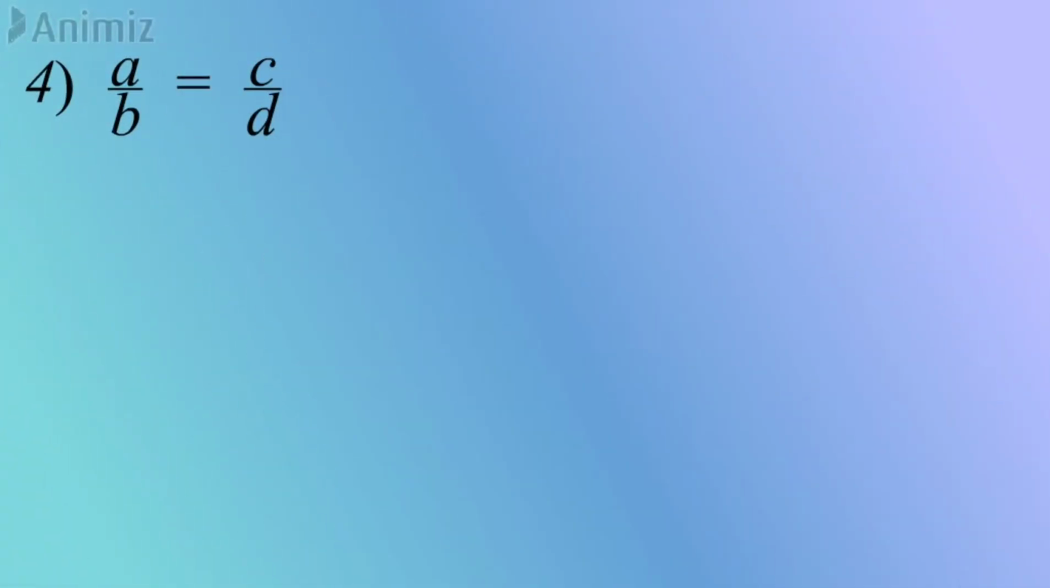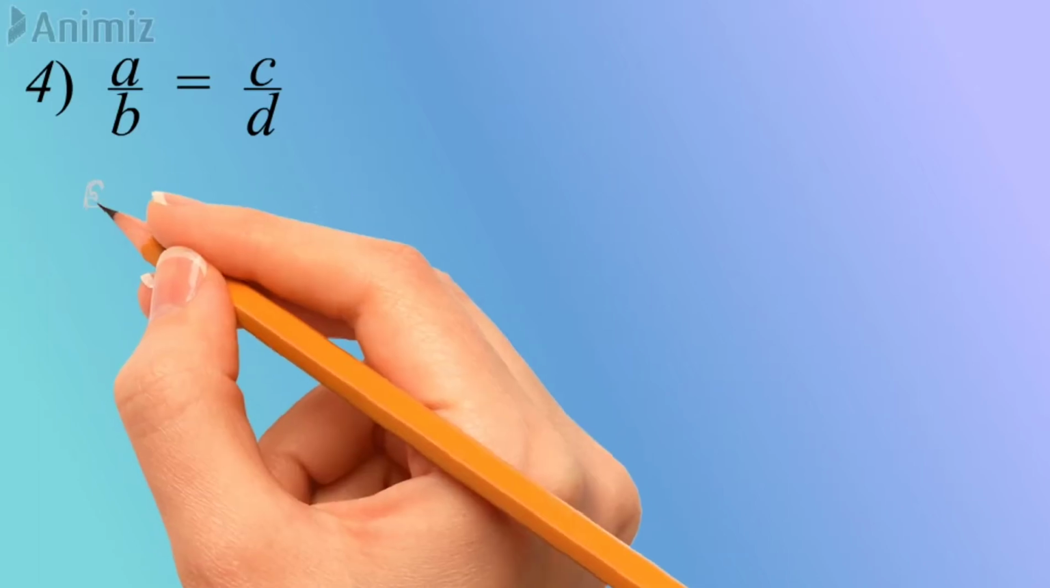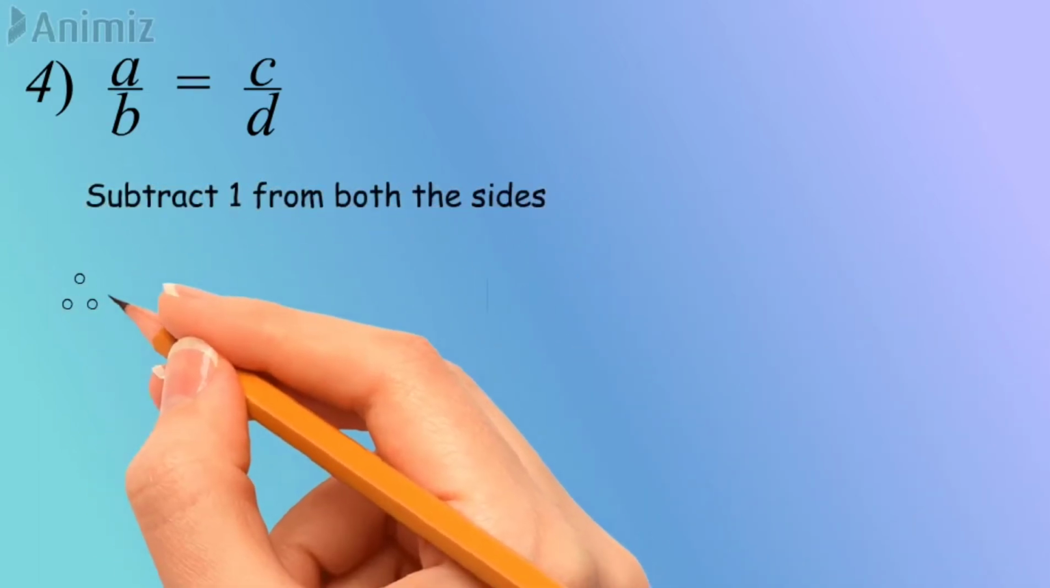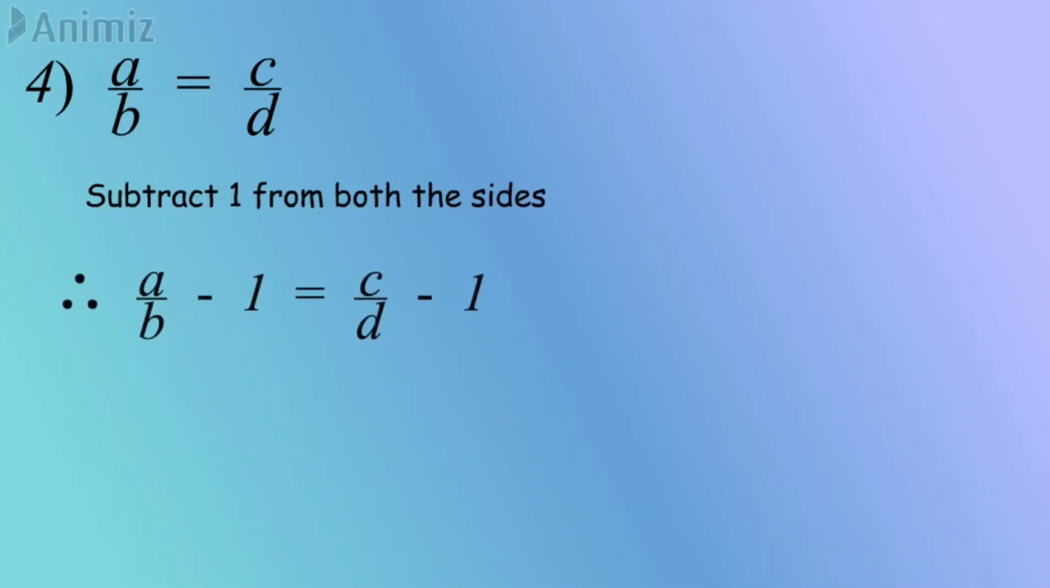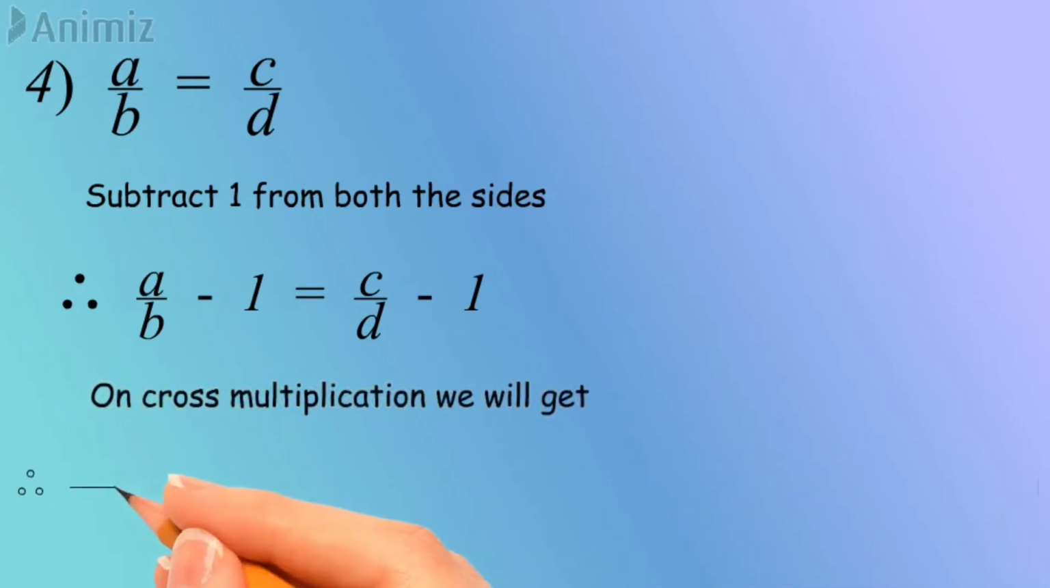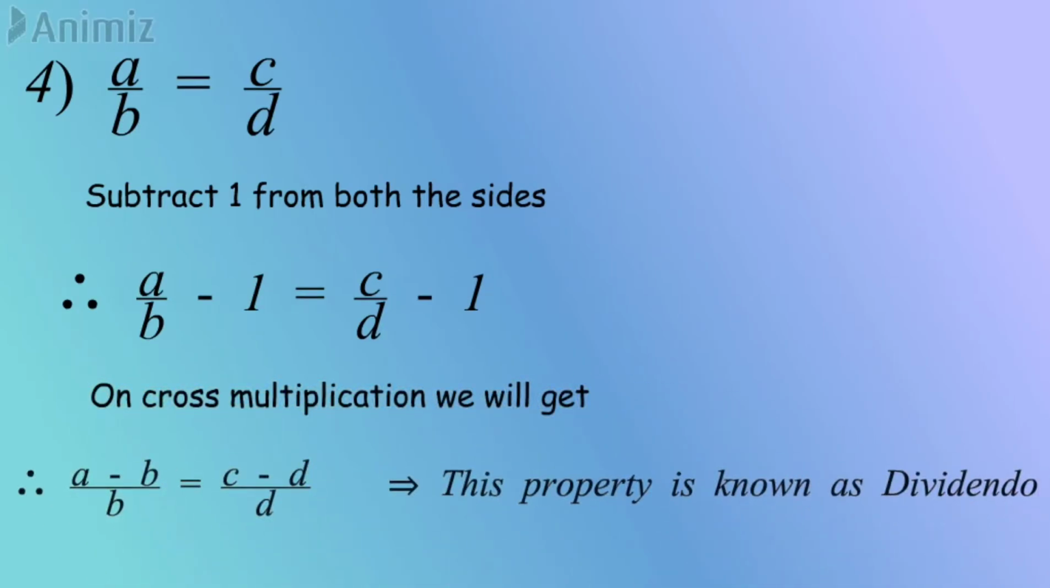Now students, let's discuss the fourth property. Again I have taken A by B equal to C by D. Now this time you have to subtract 1 from both sides. You will get this. Now when you cross multiply, what will you get, students? A minus B by B equal to C minus D by D. So just cross multiply, you will get this. This property is known as dividendo. In this, the denominator gets subtracted from the numerator, but the denominator will remain unchanged.